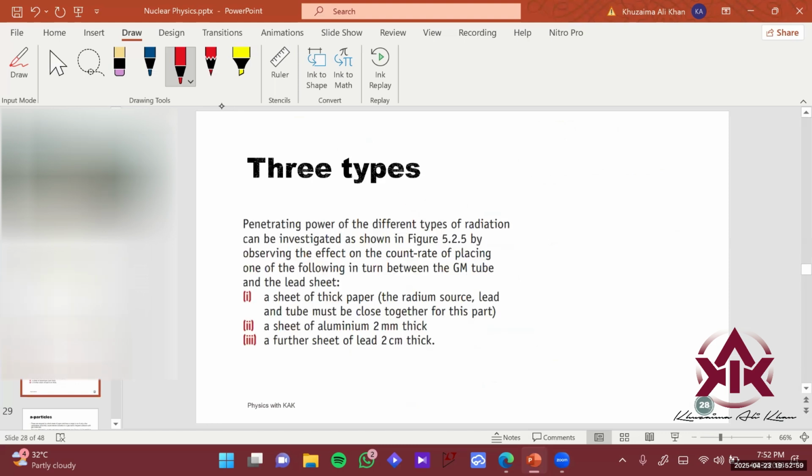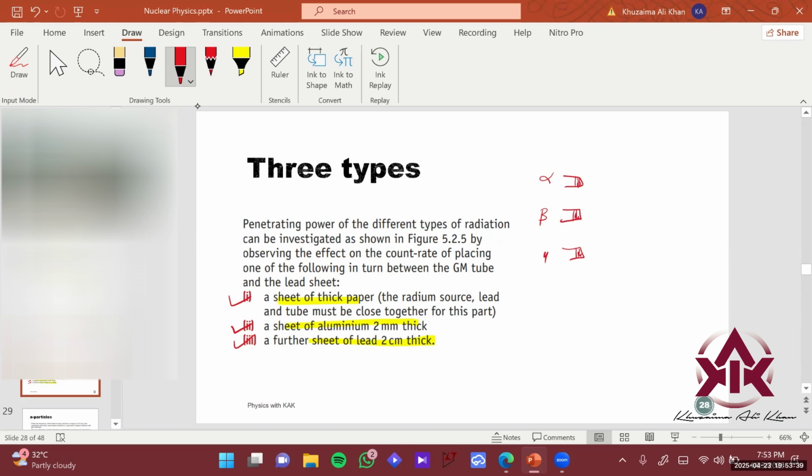अच्छा जी. So we have three experiment setups here which we can do to differentiate alpha, beta, gamma. So we have three sorts of materials here. We have a sheet of thick paper, right? We have a sheet of aluminum which is 2 millimeter thick, okay? And then we have a sheet of lead which is 2 centimeter thick, right? So we're gonna have, let's say, three sources here. One is going to be alpha, one is going to be beta, and one is going to be gamma here, right?